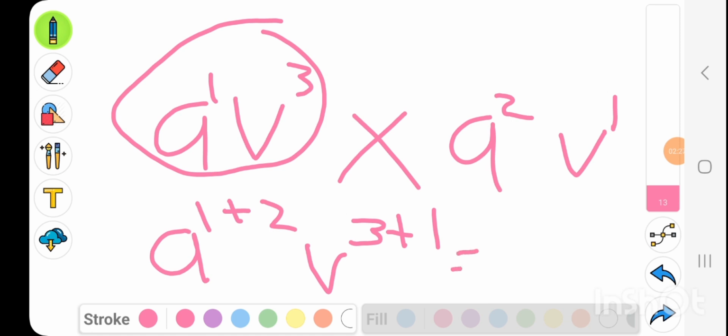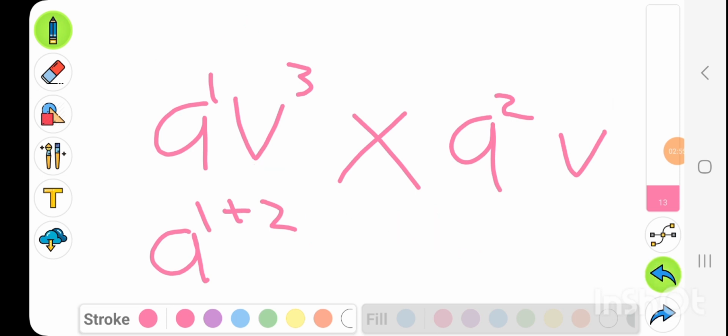So this is literally a cubed v to the power of 4. You don't have to combine the a and v, because it is already multiplied. You just have to add the powers, and that gives you a cubed, and then v to the power of 4. You don't have to do any extra fancy stuff, because that is not important, guys.